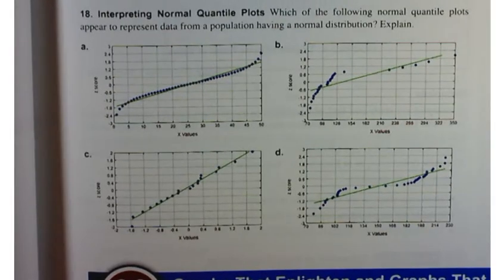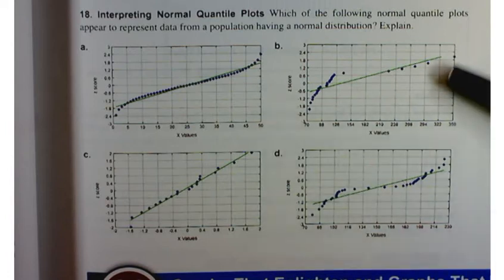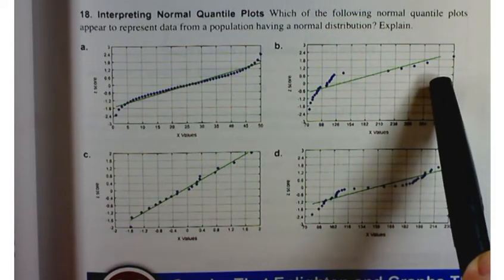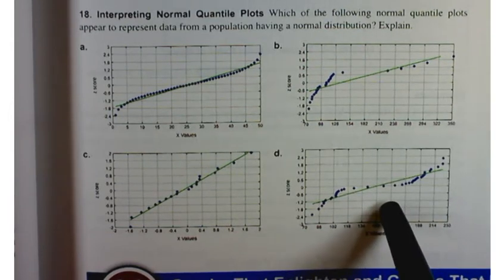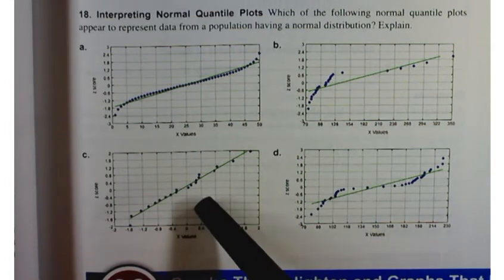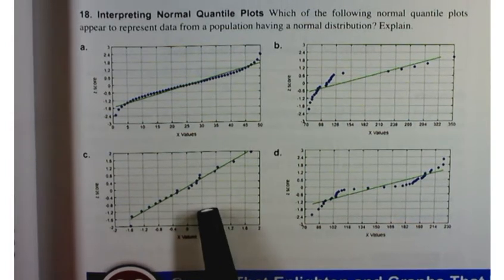Let's take a look at these four problems, A through D and number 18. Let's start out with the easy ones. Does this look like it represents normal data based on the normal quantile plot? No. How about D? All together. Come on, yes or no? No. All right, thank you. How about C? Is that normal data? Yeah, that one looks pretty normal.